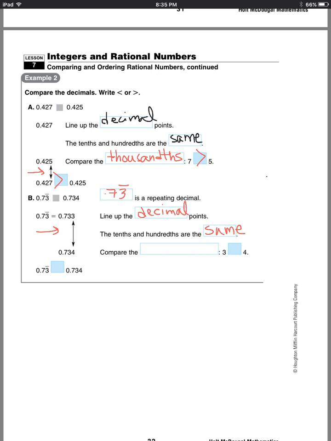Now because the 0.73 is repeating, just the 3 is repeating. So see how they put a 3 in the thousandths place, so it matches up and has a thousandths place like the 4. So we're going to compare the thousandths, and we see that the 4 is bigger than the 3. So because the 4 is bigger than the 3, 0.73 repeating is less than 0.734.